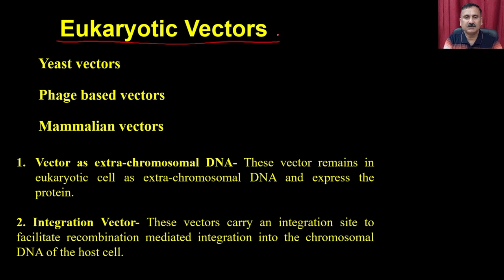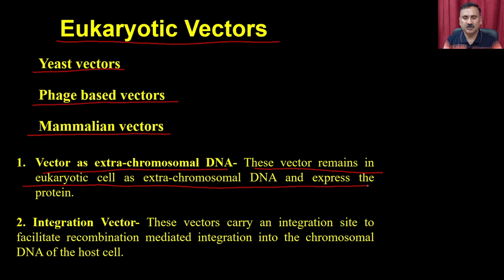So after the bacterial plasmid, we are going to discuss the eukaryotic vectors. Within the eukaryotic vectors, we are going to have the yeast vectors, the phage-based vectors, and the mammalian vectors. Vectors can be extra chromosomal DNA. These vectors remain in the eukaryotic cell as extra chromosomal DNA, and they are going to express the protein. So in the eukaryotic vector, you can have two different types of vectors.